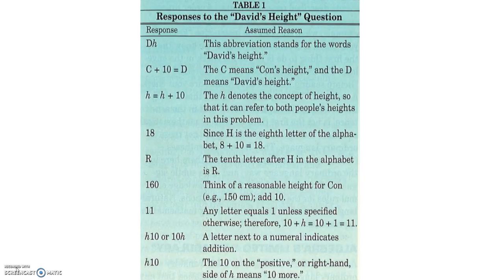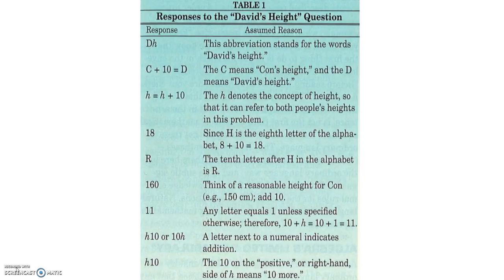Similarly, the second response, C plus 10 equals D. So this is probably the closest of all these responses to what we would describe as correct. But the students in this case are completely leaving H out of the equation and disregarding that aspect of the problem. But in their mind, it makes sense that C would stand for Khan's height and D would stand for David's height. The third response is kind of the opposite of that, where the students rely heavily on H and assume that H can denote any height because it represents that concept.